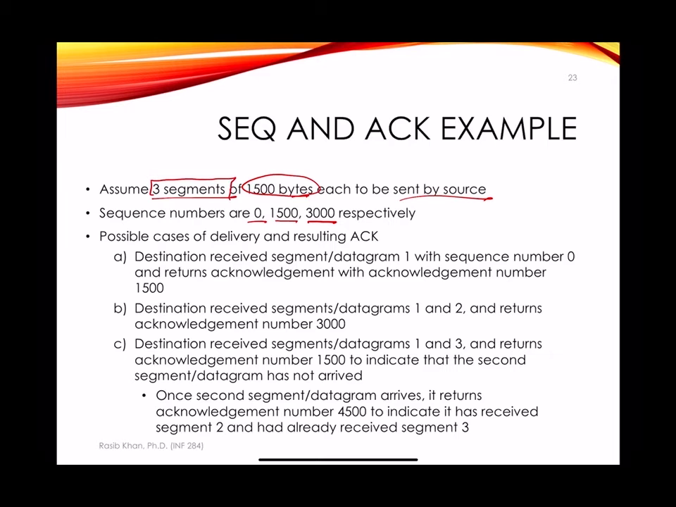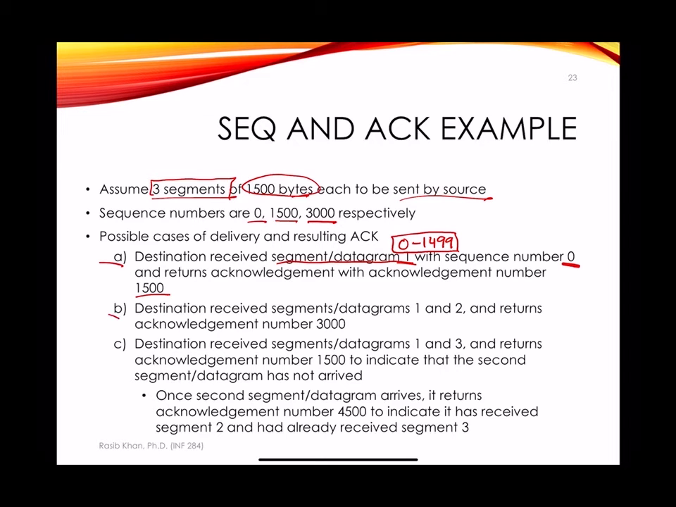So when these 3 segments are being sent by the source, there are many possible cases in the process of delivery and also the resulting acknowledgement. So the first case is that the destination receives segment 1, that's the first segment, which starts with sequence number 0. And we know that the first segment had bytes 0 till 1499. So the ACK that is sent back from the receiver to the sender should have the ACK number 1500. So this is just plus 1 from the max value that has already been received.